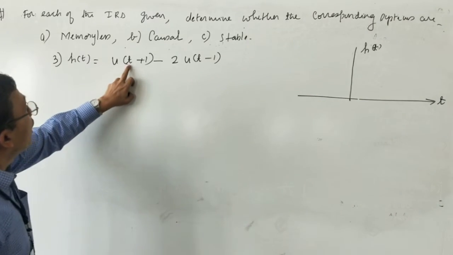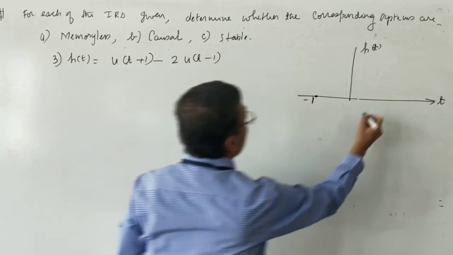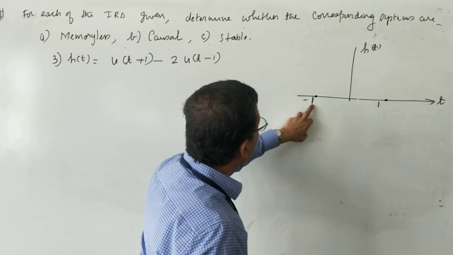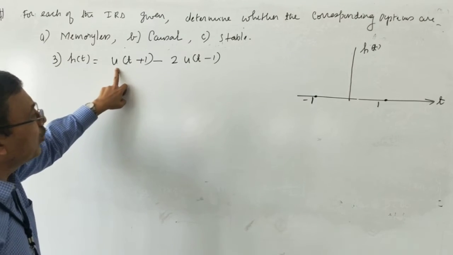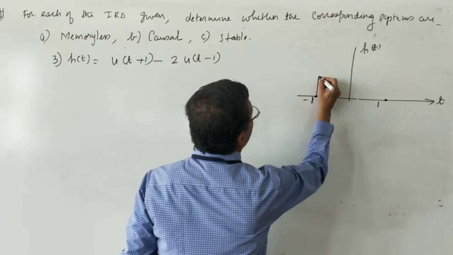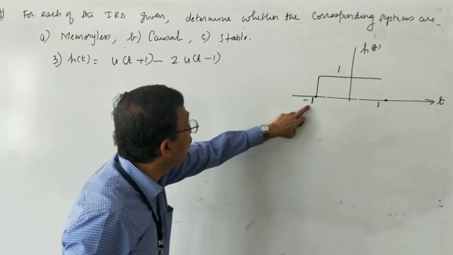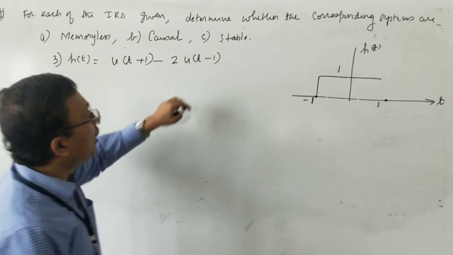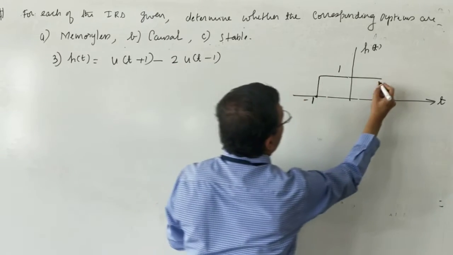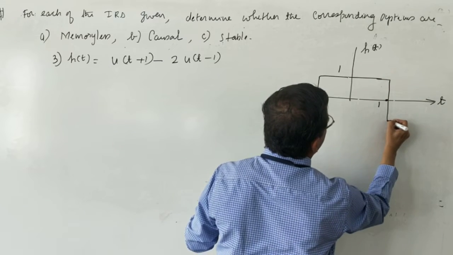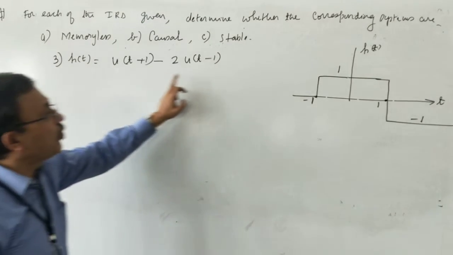Critical points first to mark. t plus 1 equal to 0 gives you t equal to minus 1. t minus 1 equal to 0 gives you t equal to 1. At t equal to minus 1 and plus 1, some changes will take place. u of t plus 1 will start at t equal to minus 1 with a value equal to plus 1. I have told this in the previous module. At t equal to 1, the second function starts and adds a value minus 2. To 1 if you add minus 2, plus 1 minus 2 is minus 1. This is the sketch, so from the given expression I have made the sketch of h of t.